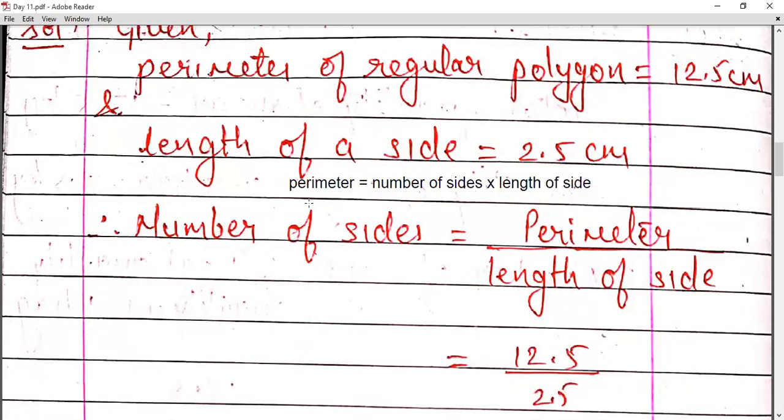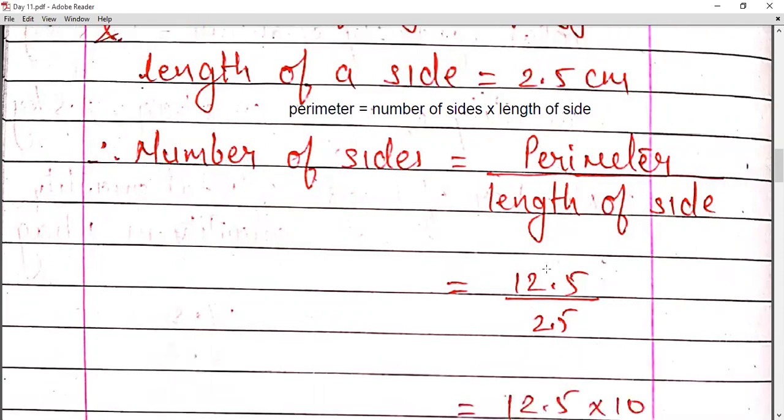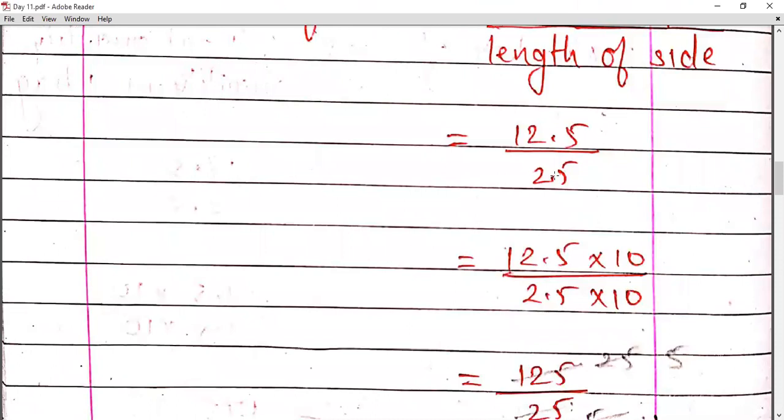Since the polygon is regular, that means all of its sides are equal. Therefore, the perimeter will be equal to number of sides multiplied by length of one side. Shifting the length of one side to the other side, I will have number of sides is equal to perimeter divided by length of one side. Substituting the values, I will have 12.5 divided by 2.5.